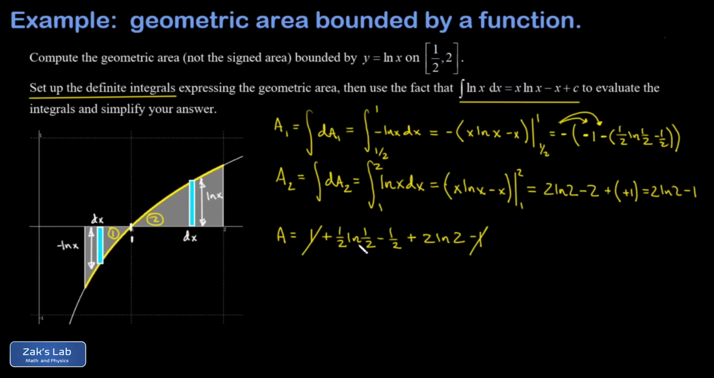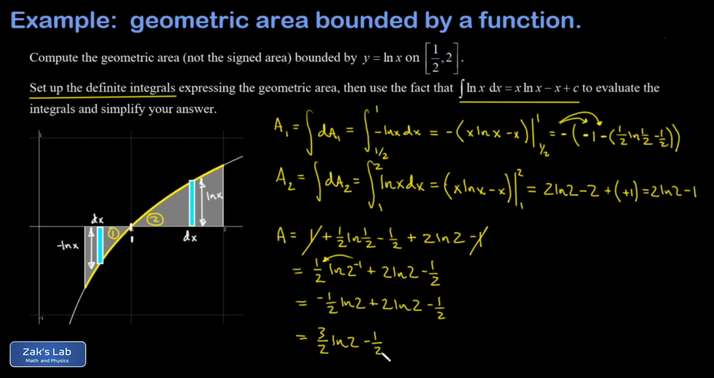The trick to simplifying this is to recognize that 1/2 is 2 to the negative 1. So the natural log of 1/2 is really the natural log of 2 to the negative 1. And the advantage of that is that we're going to use the exponent property for logs in just a second. So that exponent of negative 1 can come out in front, and I end up with a negative 1/2 natural log 2 plus 2 natural log 2 minus 1/2. So 2 natural log 2 minus 1/2 natural log 2, that's 3/2 natural log 2. And then I have my minus 1/2. And that's my final simplified answer, and we're done.